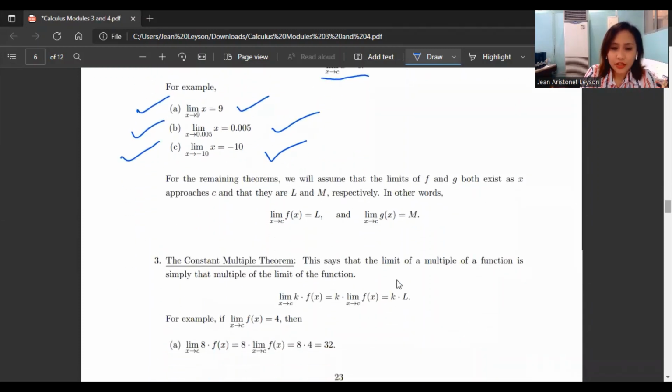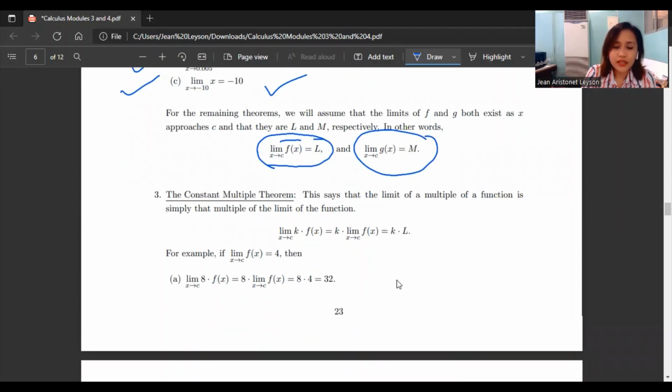For the remaining theorems, we will assume the limits of f and g both exist as x approaches c and that they are L and M respectively. In other words, the limit of f of x as x approaches c is L and the limit of g of x as x approaches c is M.